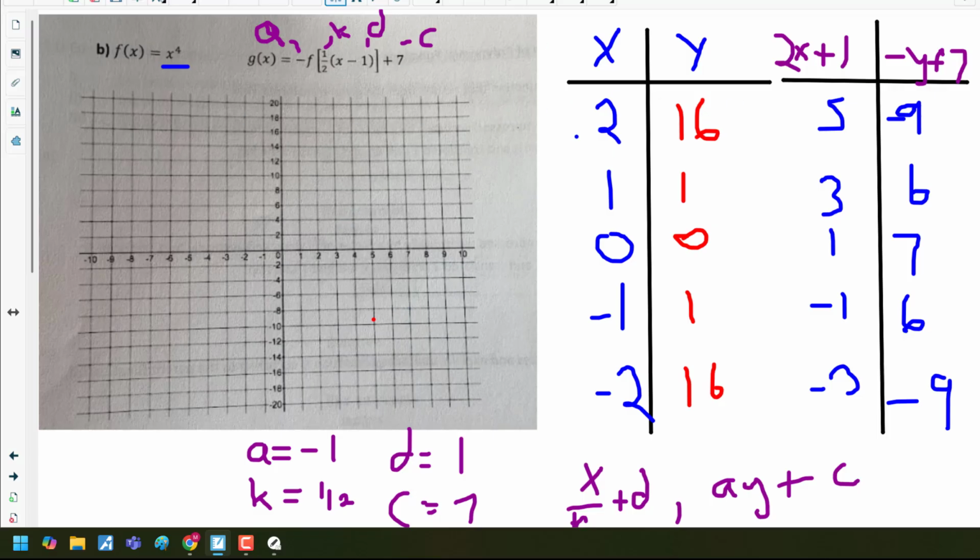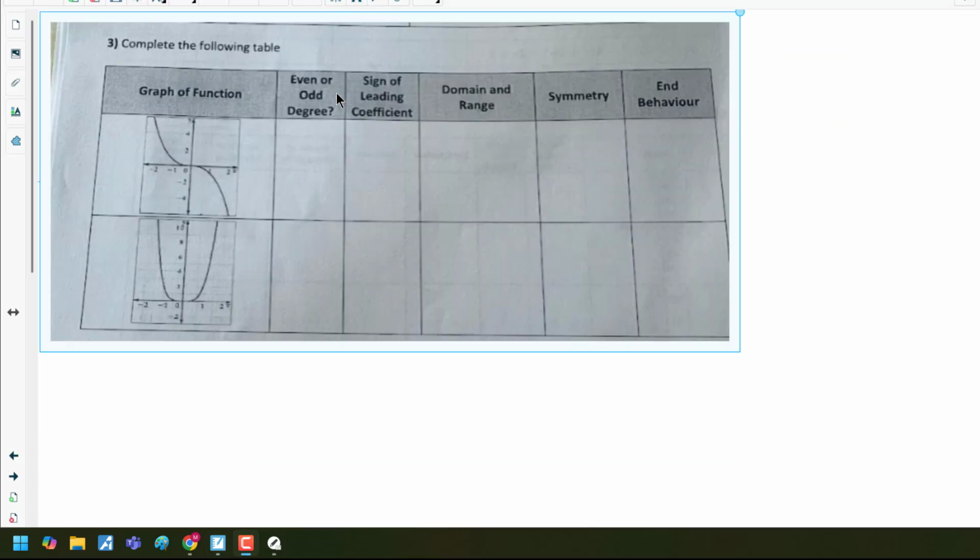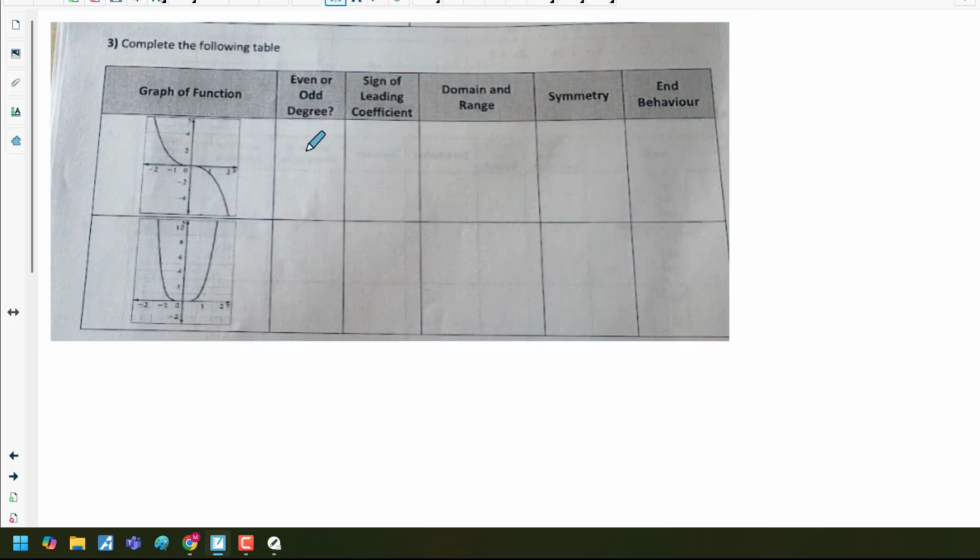Okay, fine. Sounds good. Okay, so let's see. Even or odd degree. What do you think, this one? Perfect, yes. Why? Yes. It's opposite. Yeah, odd. Perfect. Sign of leading coefficient. Negative. Perfect. Yeah, good job.